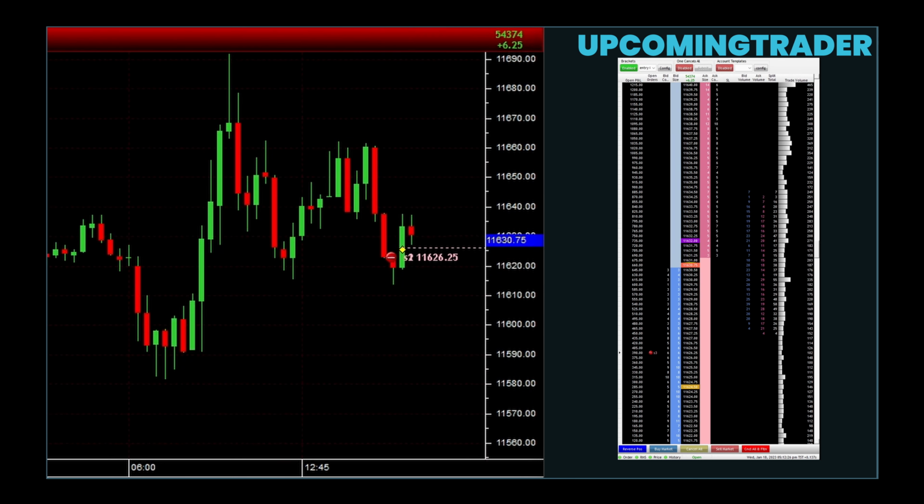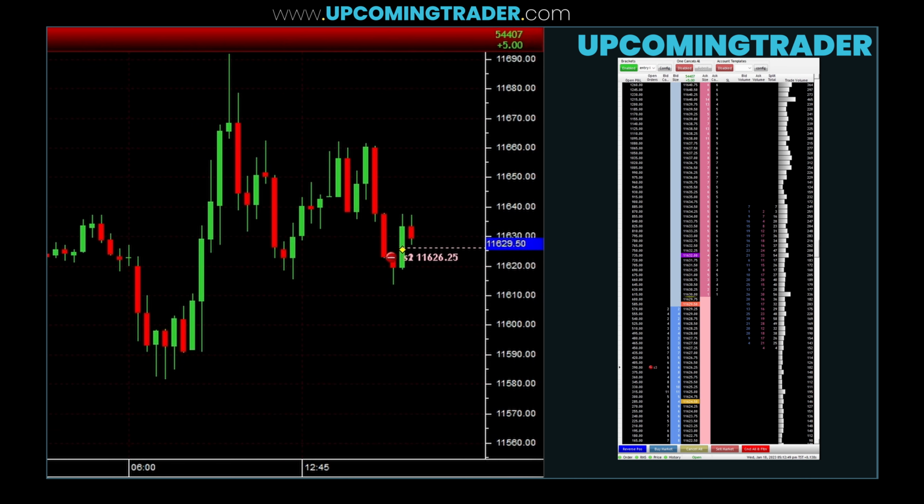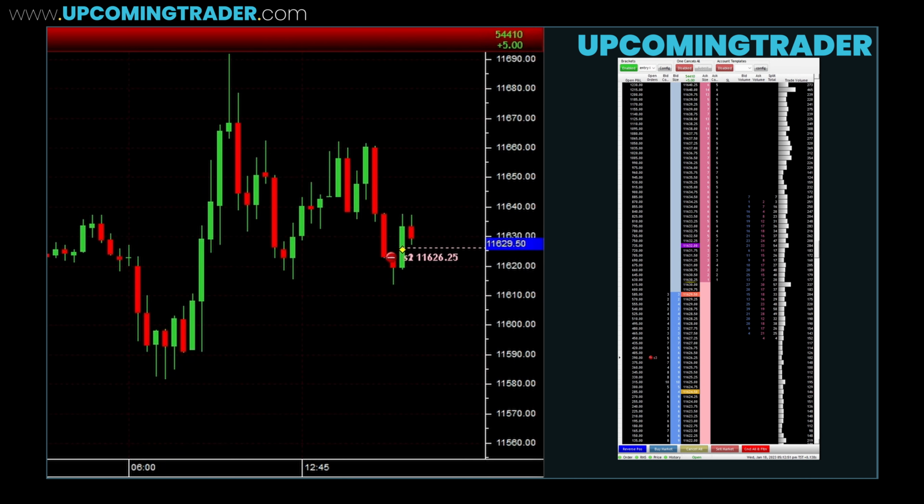Understanding how price behaves around the initial balance helps set your expectations for the trading day and gives you an idea of whether the market is likely to be trending or consolidating. Additionally, watching how price reacts to the initial balance boundaries can offer clues on potential reversals or continuations, making it an essential part of the TPO strategy.